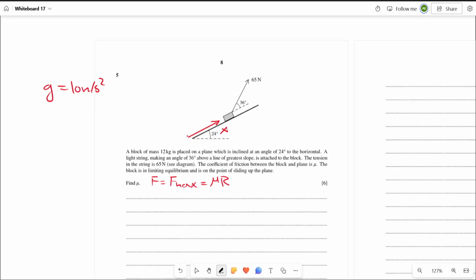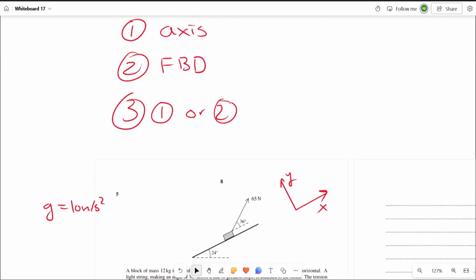This is going to be my x-axis. And the direction perpendicular to the slope is going to be my y-axis. So this is the axis that I'm going to use. Let me write it over here: this is going to be my x-axis, and this is going to be my y-axis. Now I'm done with the first step.